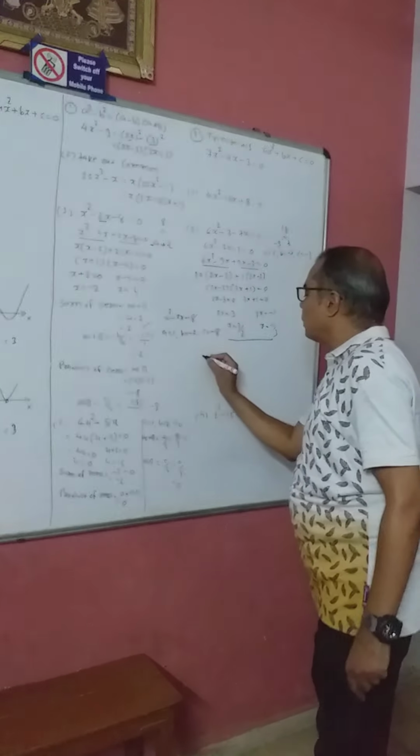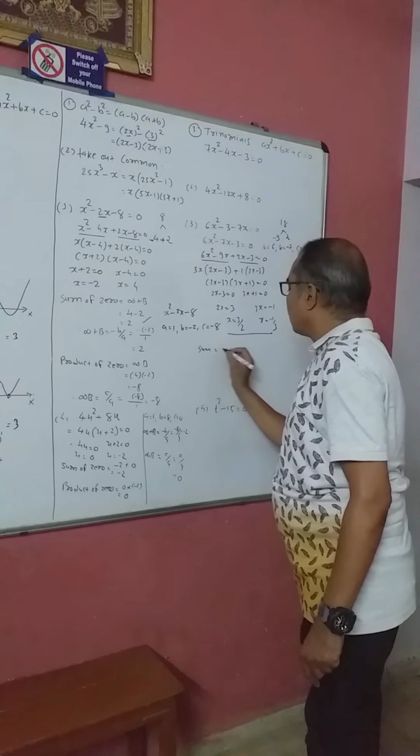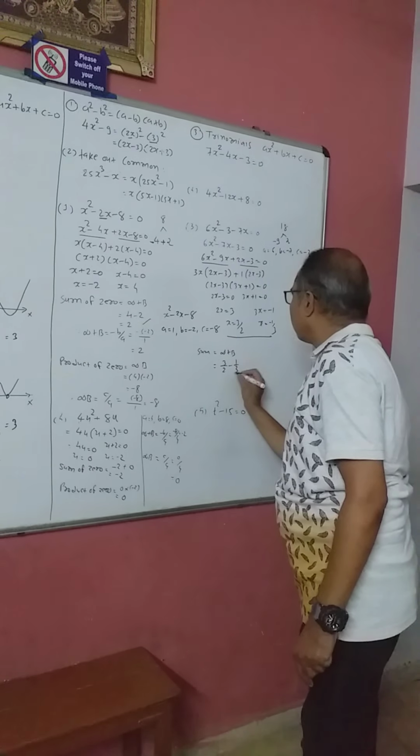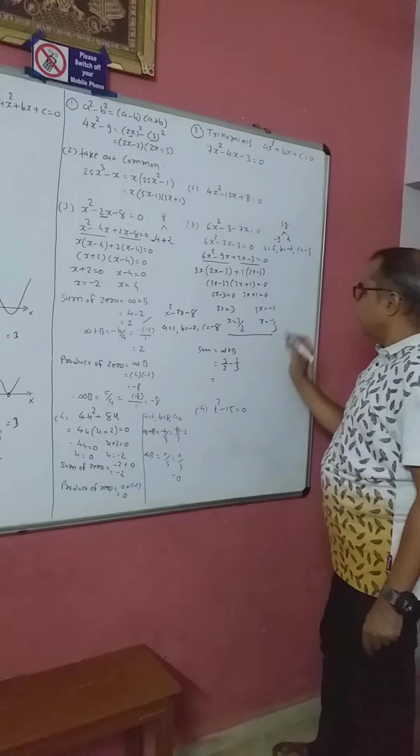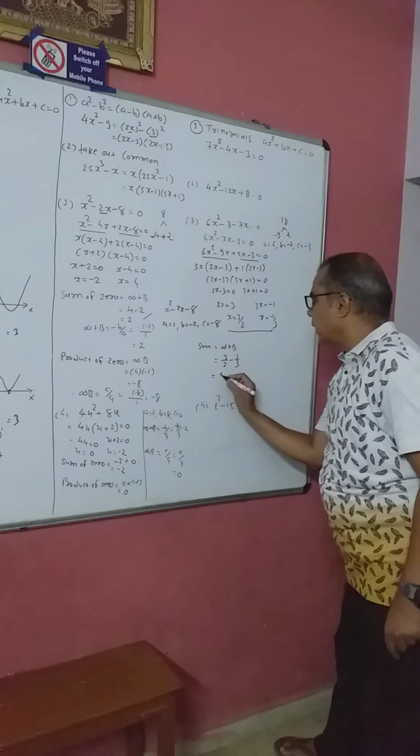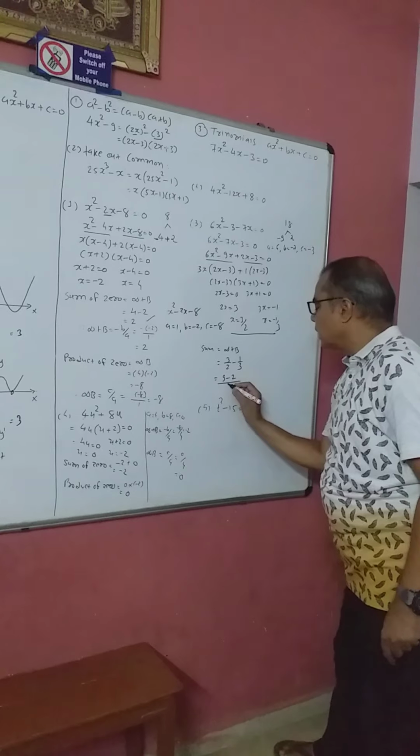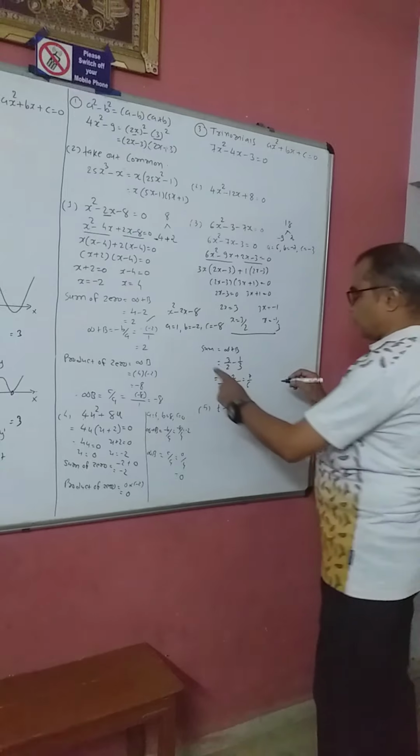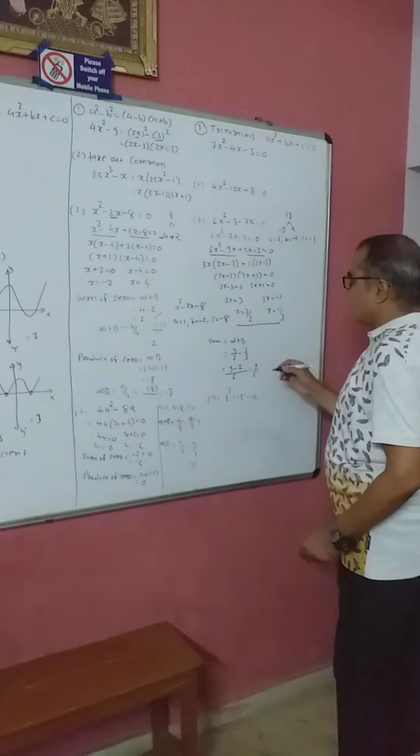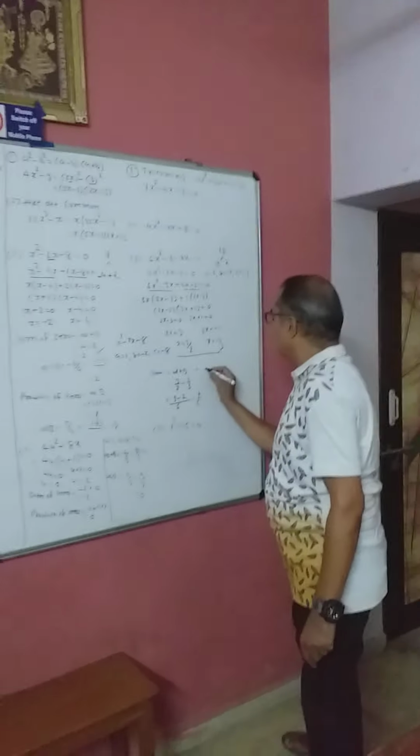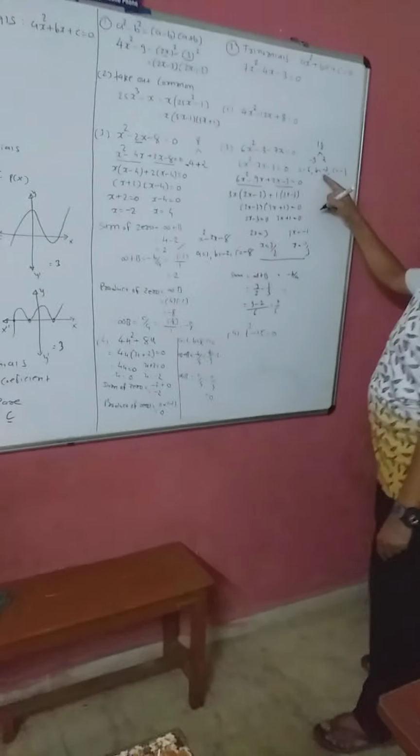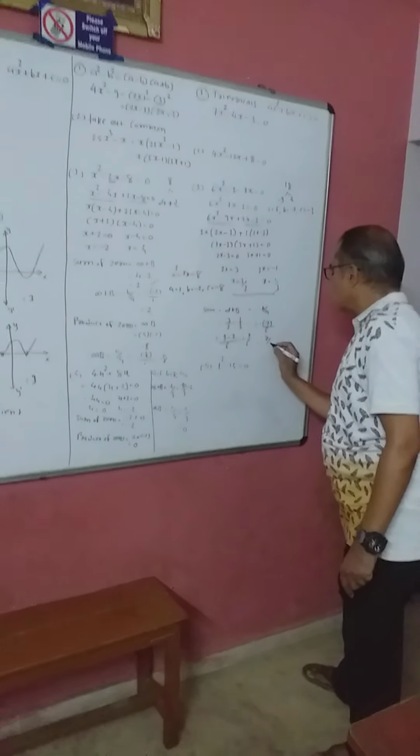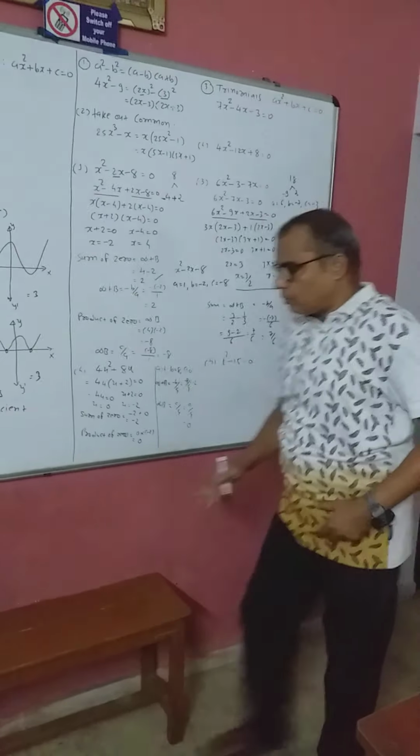Now check it. The sum and product. Sum means what? Alpha plus beta. Sum of this, 3 by 2 minus 1 by 3. It is plus but here it is minus. Now cross multiply. 3 3s are 9, 2 1s are 2, 2 3s are 6. 9 minus 2, how much? 7 by 6. Now check by the formula. What is the formula? Minus b upon a, that means minus of minus 7 upon 6. So minus minus cancel, plus 7 upon 6. This is the sum.